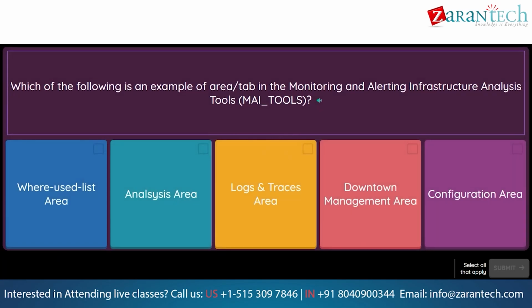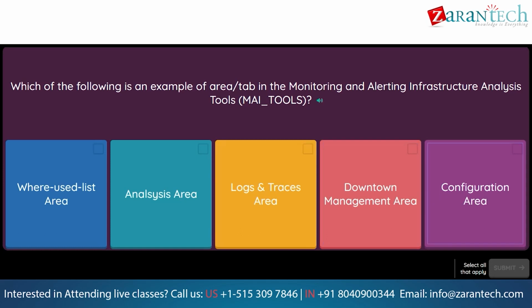Question: which of the following is an example of area/tab in the monitoring and alerting infrastructure analysis tools, MAI tools? Option 1, where used list area. Option 2, analysis area. Option 3, logs and traces area. Option 4, downtime management area. Option 5, configuration area.